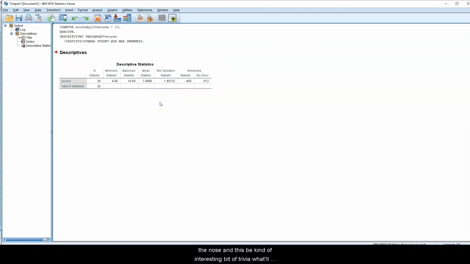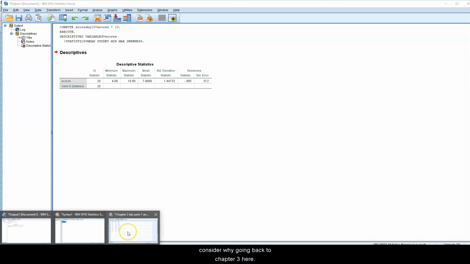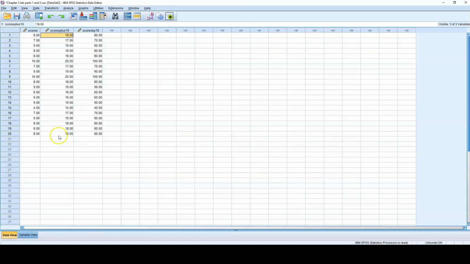Now, this would be kind of an interesting bit of trivia. What will happen to the standard deviation? And again, this is a topic we'll get to in Chapter 4 in earnest. The standard deviation won't be the same, and I want you to consider why. Going back to Chapter 3 here, look what happened to the range of numbers. The numbers are no longer from 4 to 10, which is pretty compact, or 14 to 20, which is pretty compact. Now look what I've done.